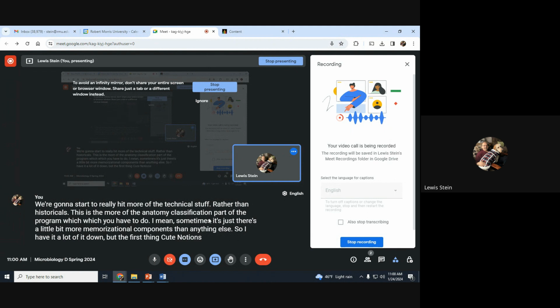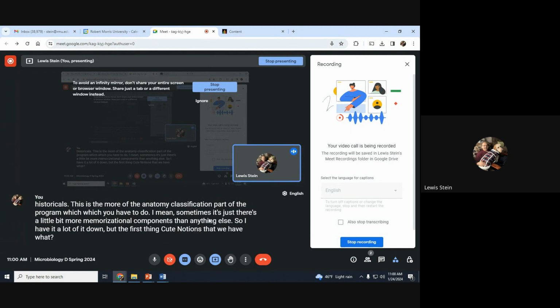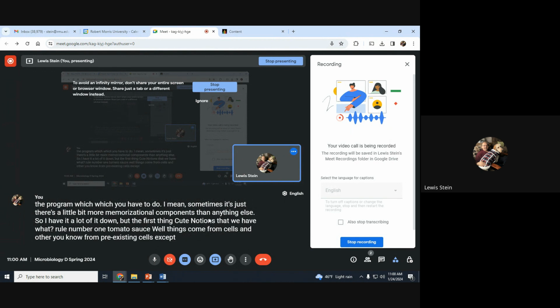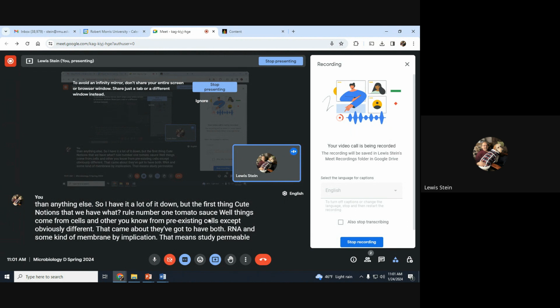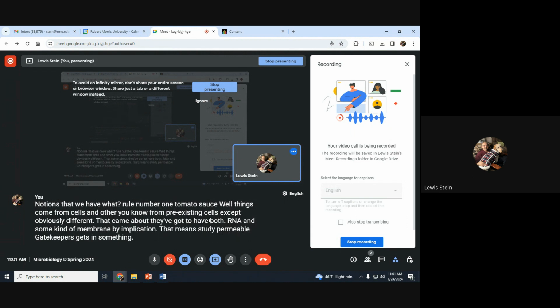What makes people live? Rule number one, made out of cells. Cell theory: all things come from pre-existing cells, except obviously the first thing that came about. They've got to have both RNA and DNA. Some kind of membrane, which by implication means semi-permeable, a gatekeeper: some stuff gets in, some stuff gets out. Cell wall, we have one or we don't. You don't have cell walls, plants do.